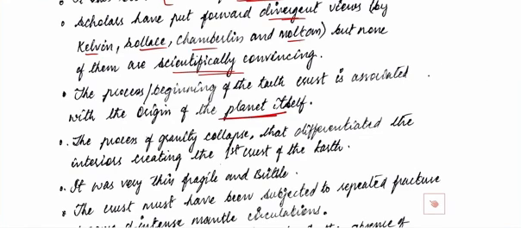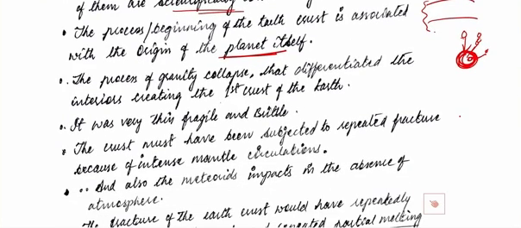So the process or beginning of Earth crust is associated with the origin of the planet itself. The formation of Earth crust, which we have seen, this portion, the mantle, began with the formation of the planet itself, which I have explained earlier. So the process of gravity collapse, due to centrifugal force and gravity acting on it, the broken parts or rock minerals got accumulated and formed into a large planet. This is the planet. So the process of gravity collapse differentiated the interiors, creating the first crust of the Earth. This is what I have explained here.